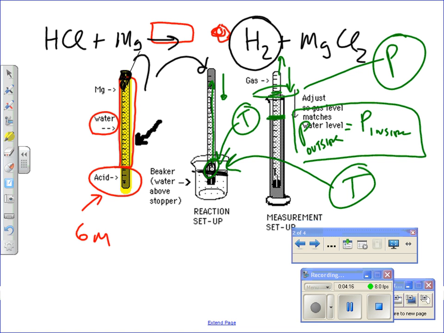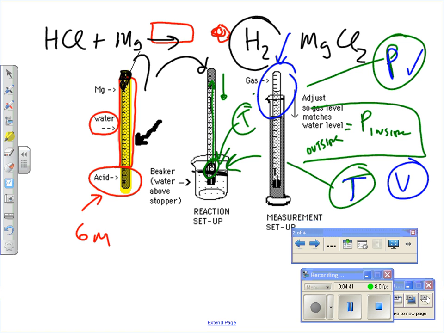How do you find volume? After you correct the water level in this gas collecting tube right here, you're going to read the volume off the tube. The tube is graduated. So you have your P from the pressure. We're going to read that off the computer because the atmospheric pressure will be equal inside when the water levels are equal. So you got your P, T comes from the water in the beaker, and volume is going to come from the side of the tube.